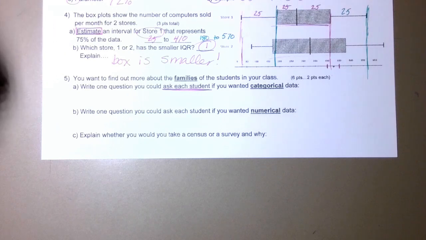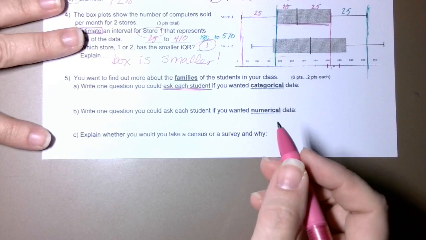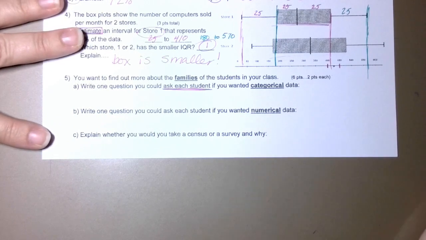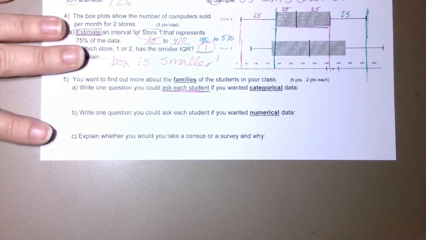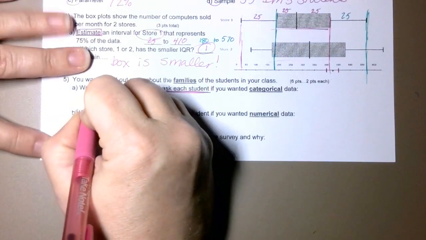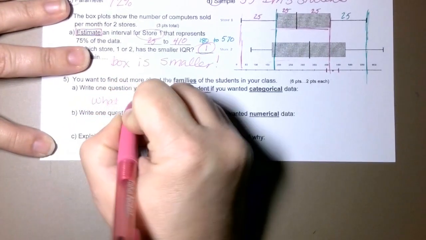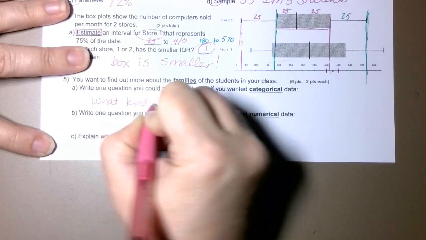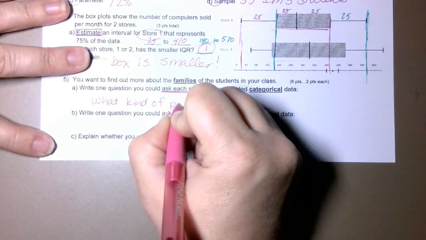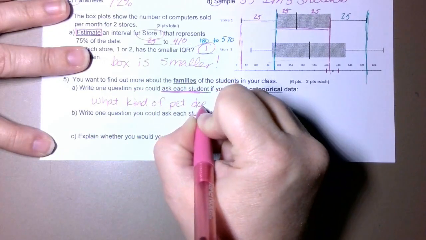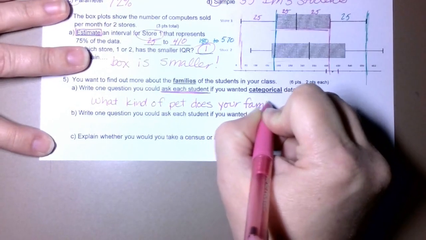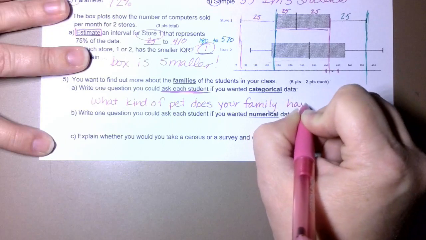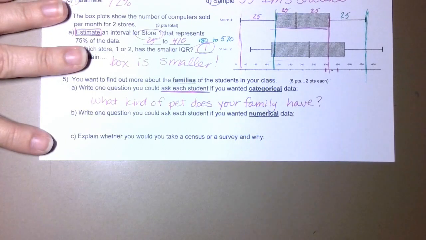Does that make sense? So a lot of people asked, what did people ask on that one? They asked about, what was that? Pets. That was a common one that I saw. So what kind of pet does your family have? That's the only thing you can give me a truthful answer on.